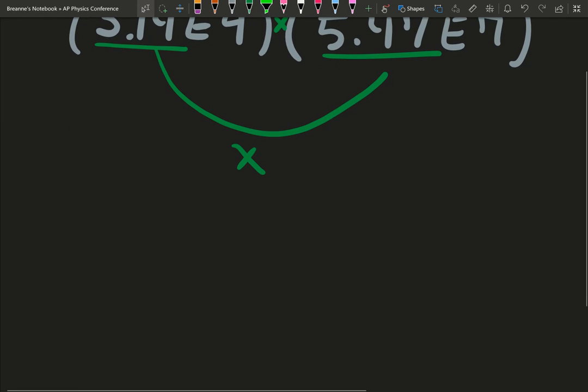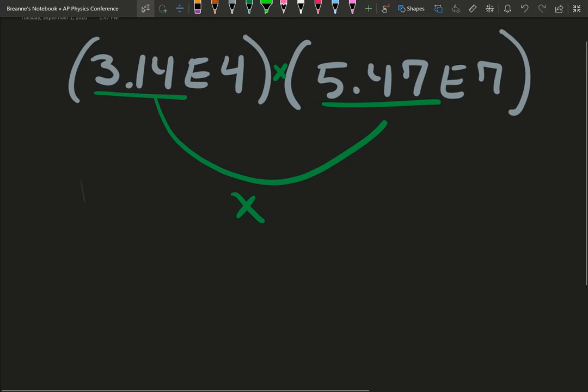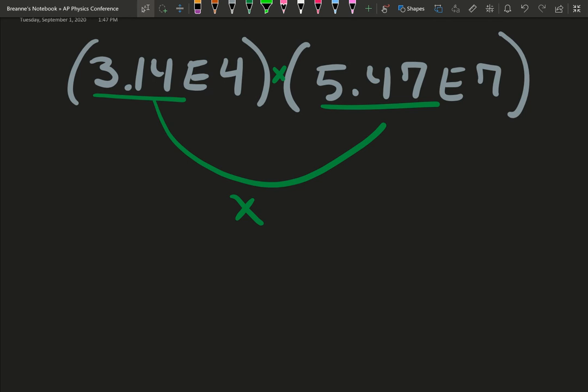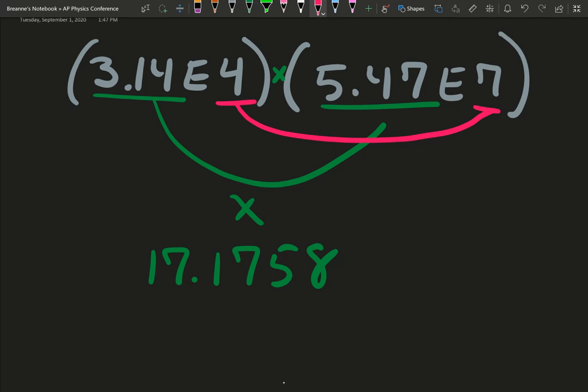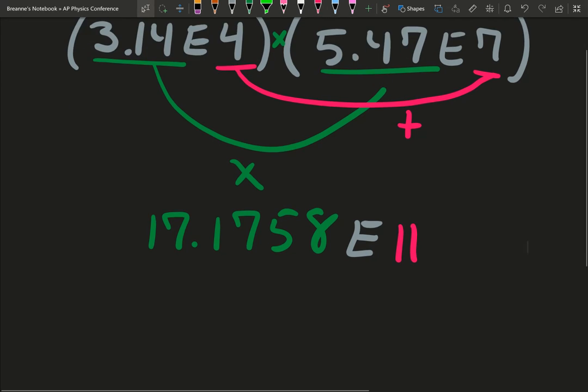When you multiply those numbers together, you get 17.175. Now, when you're dealing with exponents, anytime you're multiplying, your exponents are going to end up being added. So you get 4 plus 7, which gives you 11. And that technically could be an answer.